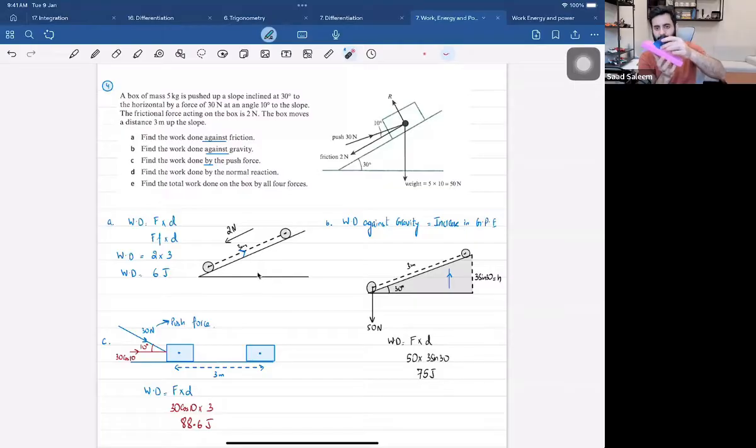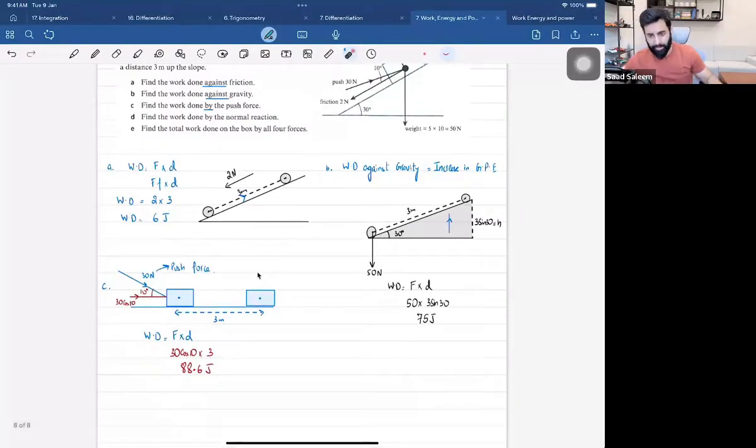It's not moving in the direction of the normal reaction force, meaning the perpendicular distance from the plane is not changing. If you think about it, it's on the plane. So the perpendicular distance from the plane remains zero. No matter where this object moves, the perpendicular distance from the plane remains zero. So therefore, the work done by the normal reaction force will simply be equal to zero. The answer to part D is simply 0 joules.